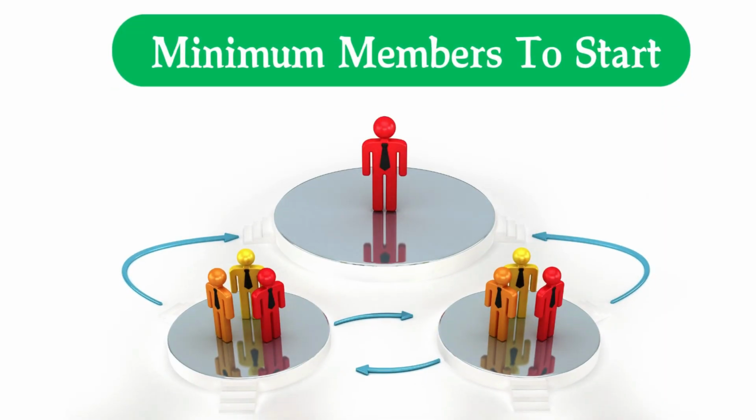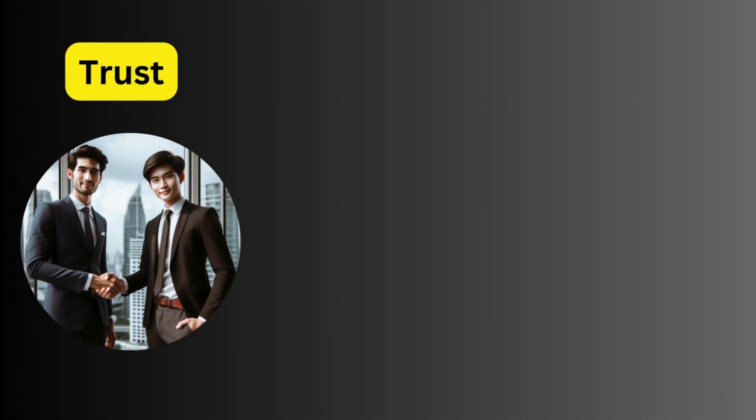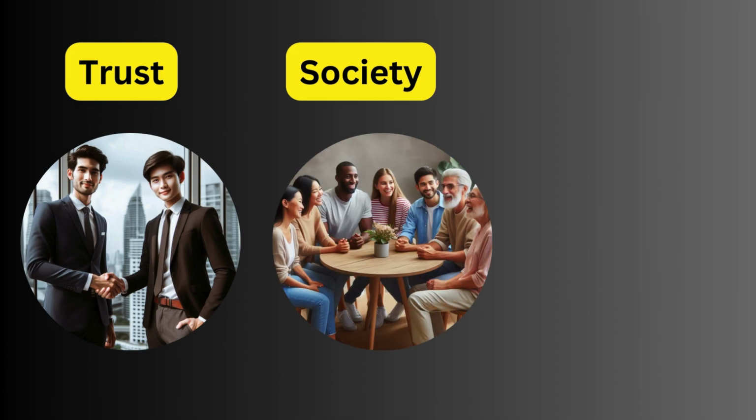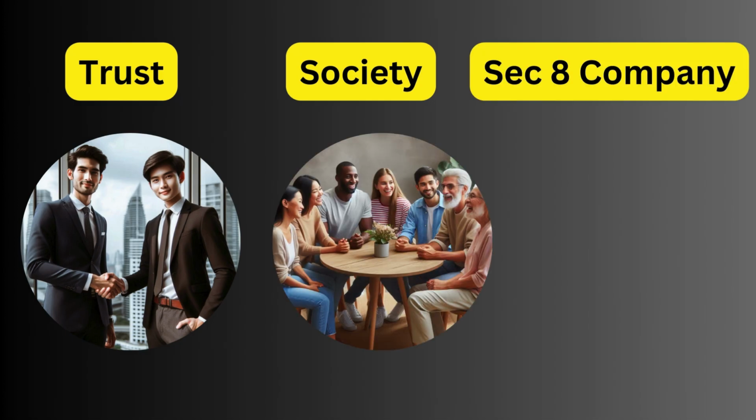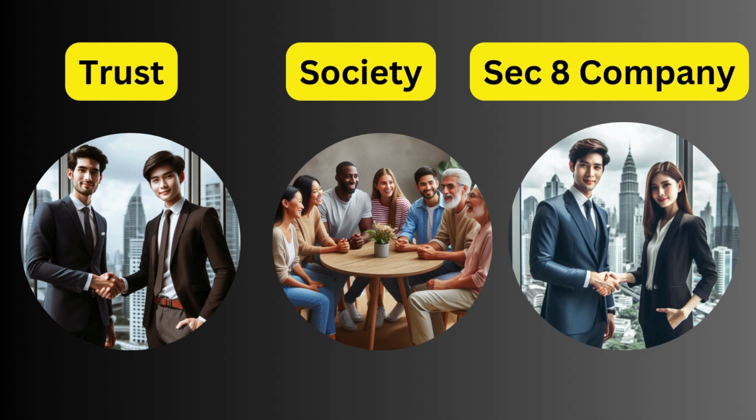First, let's look at the minimum number of members required to start each type. For a trust, a minimum of 2 members is sufficient. For a society, at least 7 members are required. For a Section 8 company, a minimum of 2 members is needed.